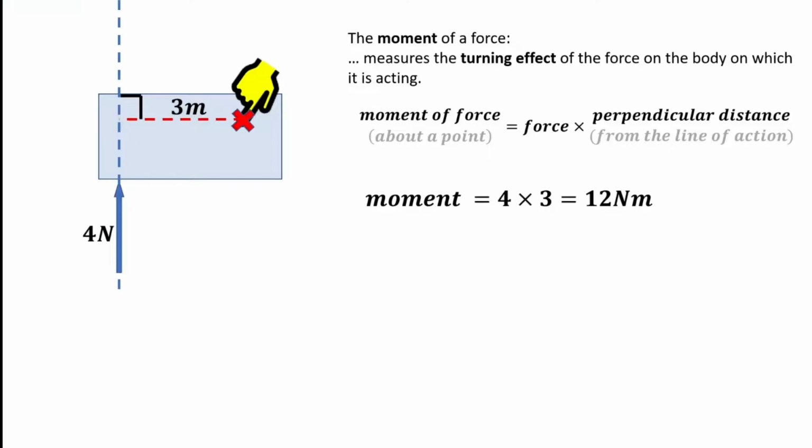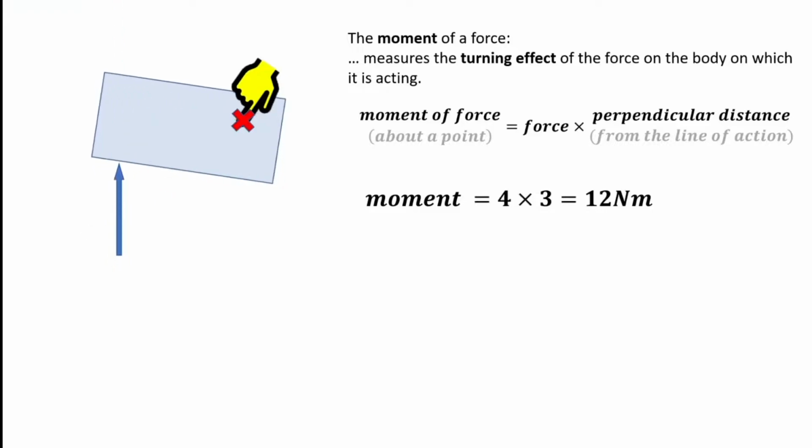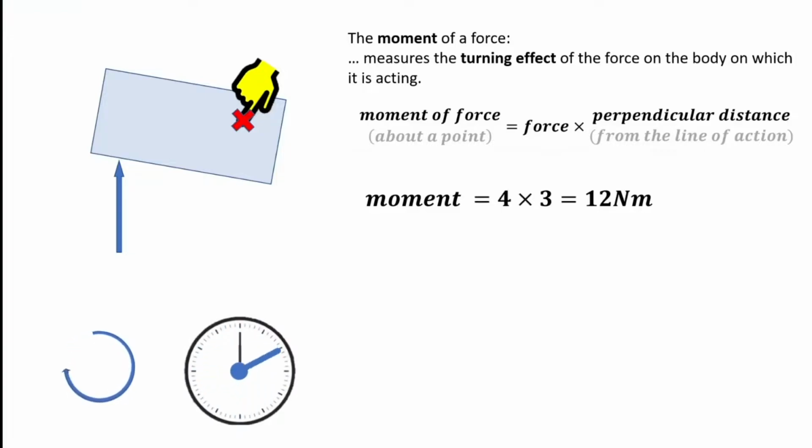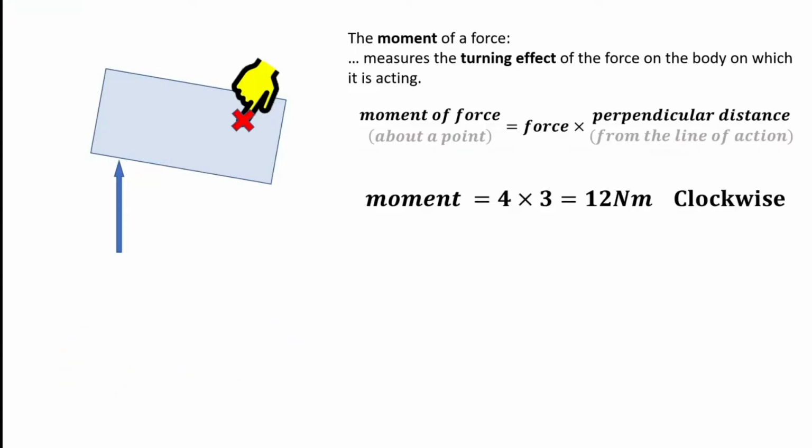Now, that's the magnitude of the moment, but we also need to add a direction. Which direction is it going to turn? The two options are either clockwise or anti-clockwise. I'm sure you can visualize this movement. This is a clockwise rotation. It started to move clockwise, the same direction as you see the hands on an analog clock moving. So in its entirety, the moment here is 12 Newton meters clockwise.